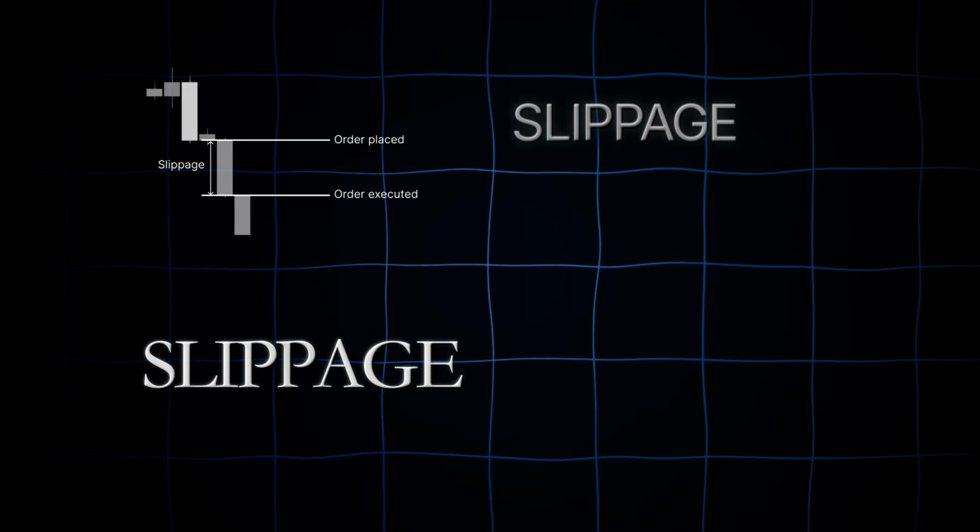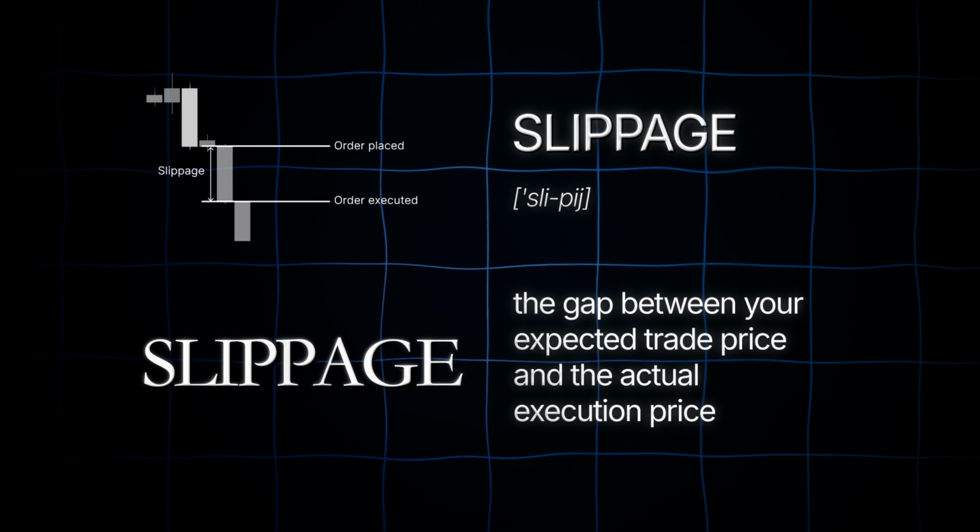One more thing, slippage. Imagine this. You click buy at one price, but the market moves so fast that you get filled at a slightly different price. That difference, that's slippage. It usually happens during major news events or when the market is moving extremely fast. The good news is, with a clean broker, slippage usually stays minimal.